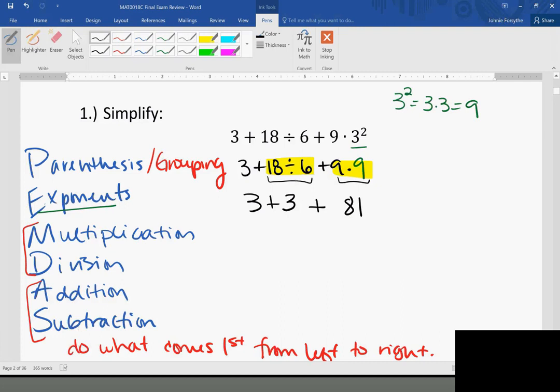So now we have only addition. So now we're going to add these three numbers together. So I'm going to write that vertically. 81 plus 3 plus 3. So 1 plus 3 plus 3 would be 7, and then bring down that 8. So the final answer is 87.